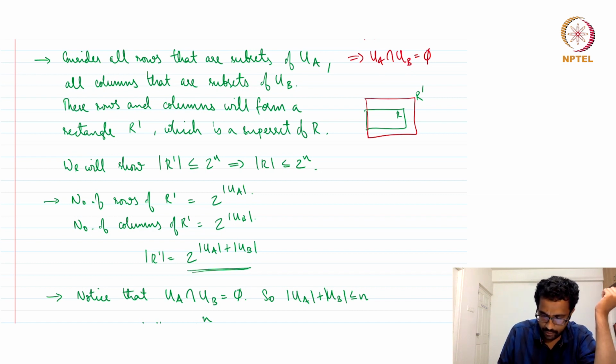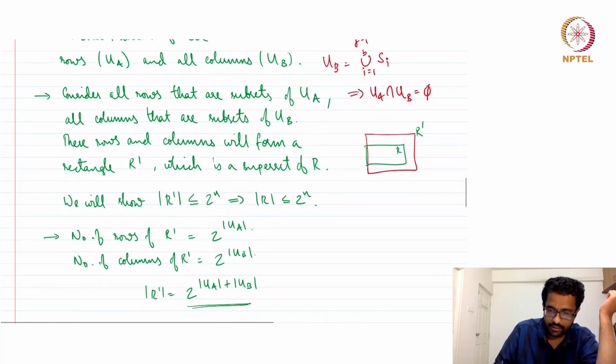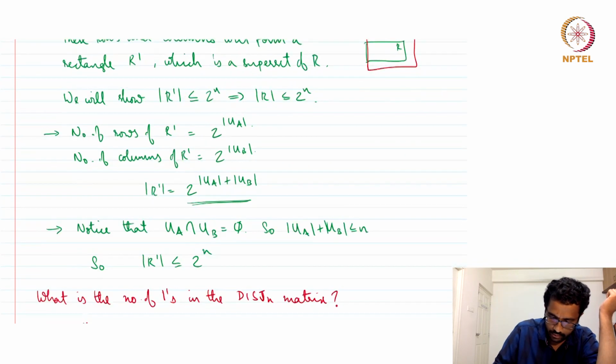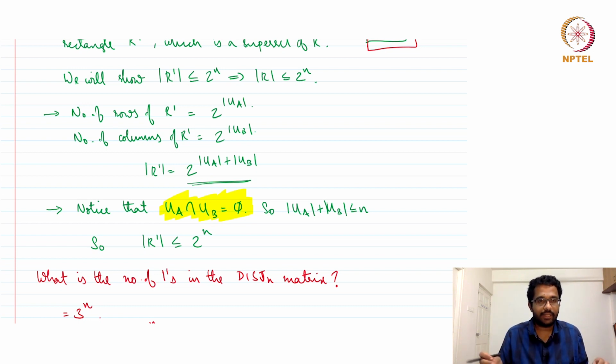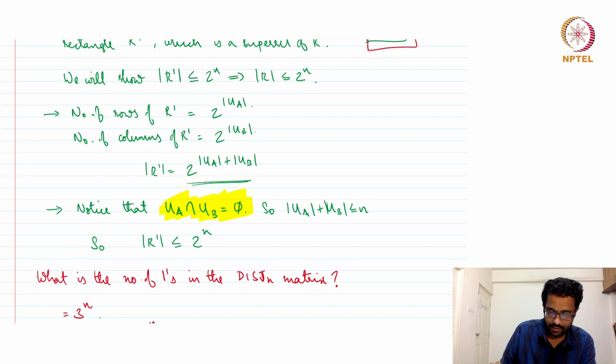So R prime is of this size, and I already mentioned that UA intersection UB is the empty set. I mentioned it here, right. So we have that UA intersection UB is the empty set. So what is the size of UA plus size of UB? Size of UA plus size of UB has to be at most n, because there are only n elements in the universe, and UA and UB are disjoint. So each element has to go into only one of them. If size of UA plus size of UB is greater than n, that means there is some common element, because there are only total n elements. If there are common elements, then they cannot be disjoint, right? So size of UA plus size of UB is at most n. So size of R prime is 2 power the size of UA plus size of UB, which is at most 2 power n. And this is what we wanted to show.